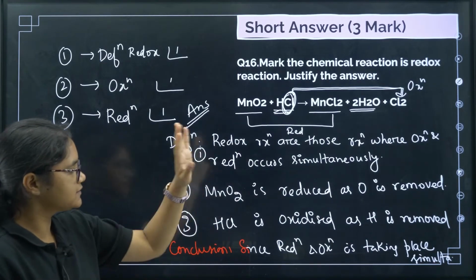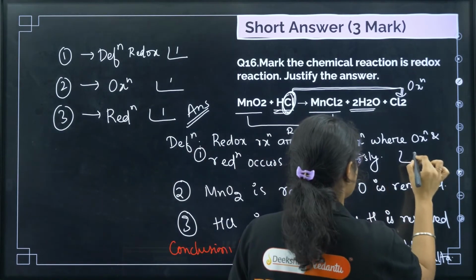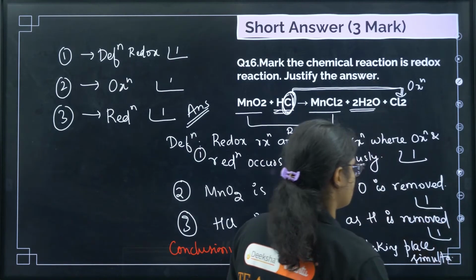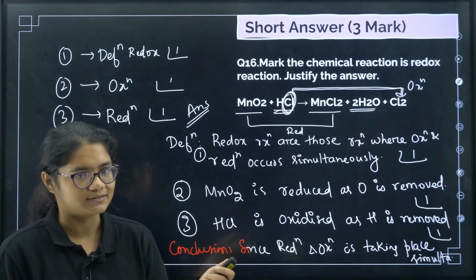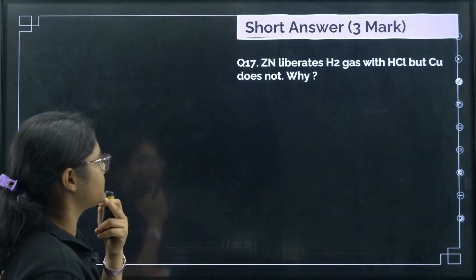Getting it? So this is the first, if you write this, this will give you 1 mark, this is 1 mark, and then this is 1 mark. Again, the conclusion is not mandatory, but yes, it is a way of writing the answers. Fine. Now going to the next question.